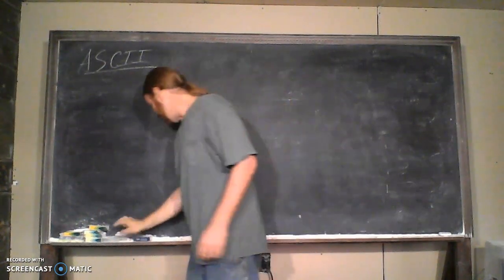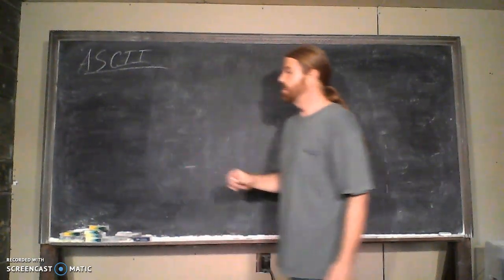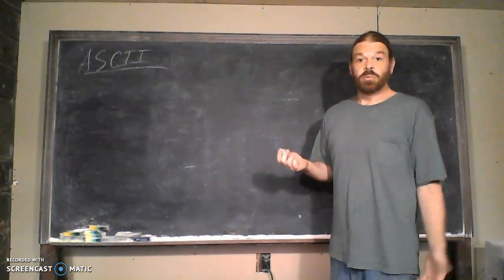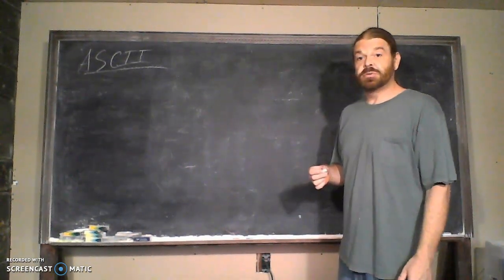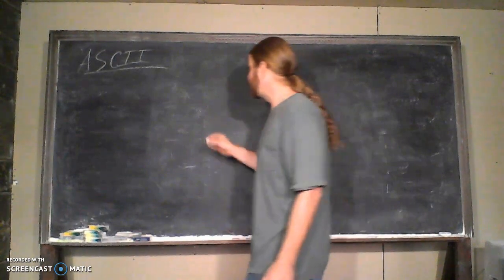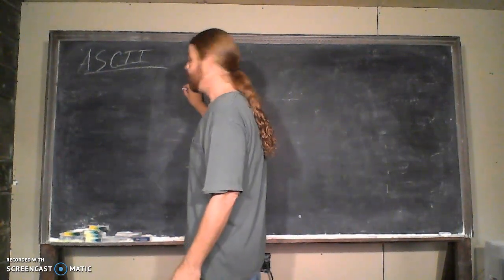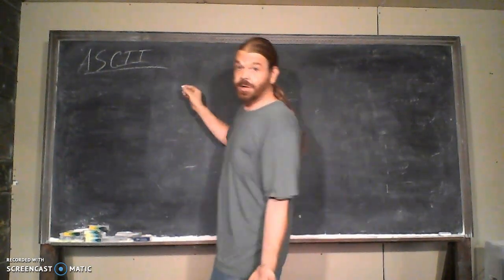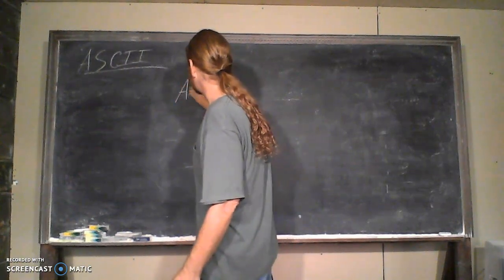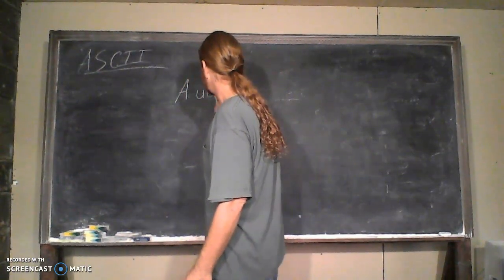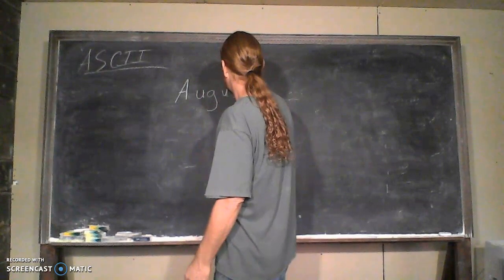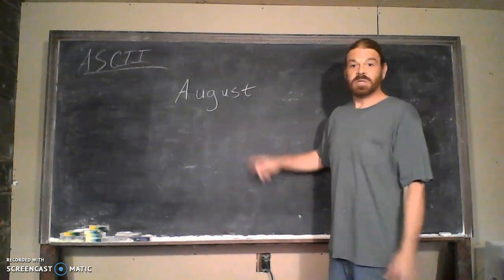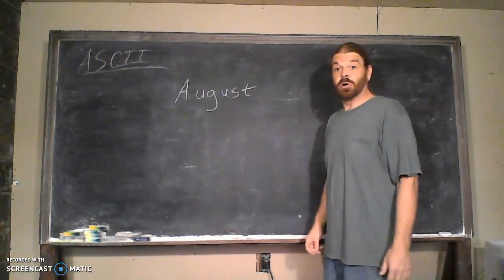So there's that. We need some sort of word that we can translate to ASCII code. This is module 2, so it's still going to be the month of August. Let's use that. Let's use the word August for our example.